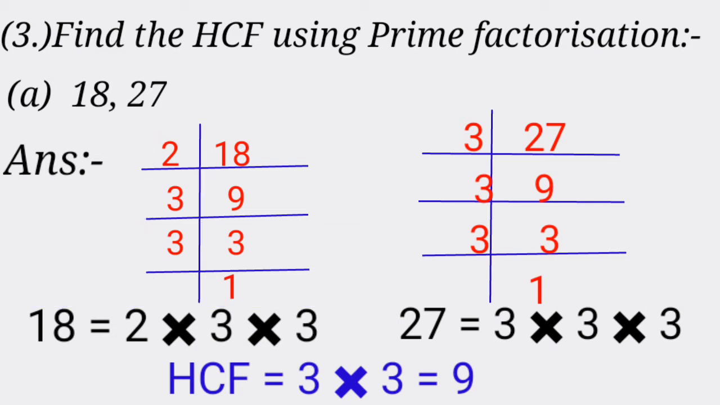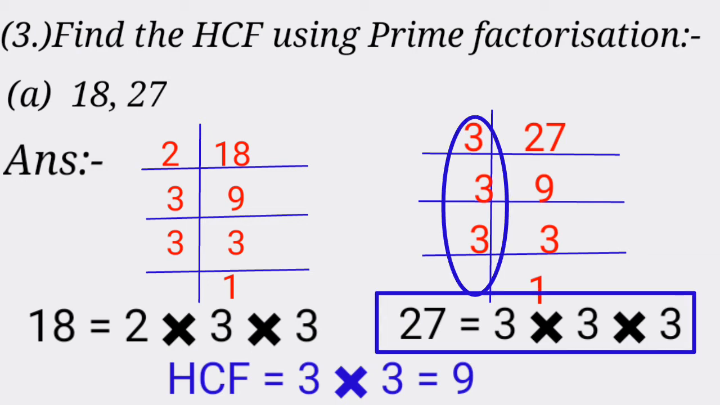Similarly, we will do prime factorization of 27. So here you can see 3 9s are 27, 3 3s are 9 and then 3 1s are 3. So we get 1 at the bottom, right? So this factorization is complete. So now 27 is equal to 3 into 3 into 3.